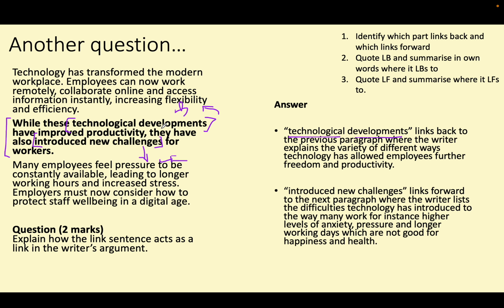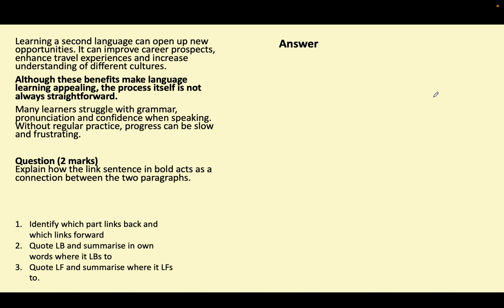And again, I haven't gone from "they have also introduced new challenges for workers." I've just done "introduce new challenges." Really, really nice and precise. And the mark scheme will award you for that. So I want you to have a go now. Have a read of that extract and then have a go at the question following the formula that I have just taught you.